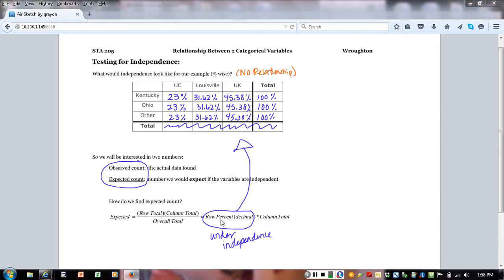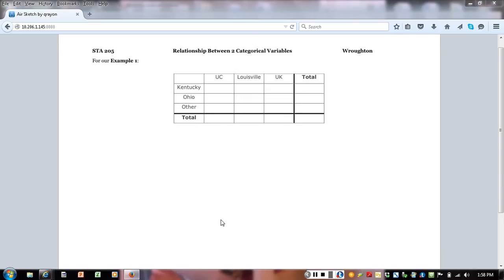So for our example, I will do it both ways for the first row. So you have another blank table. We're going to fill in expected counts. Alright, so let's first talk about filling in the totals, because one thing that will be true about this table, just like every other table we've had, is that the totals will turn out to be the same. So we're still going to have 400 people from Kentucky, 300 from Ohio, 100 from other states for a total of 800 people. Still 184 will be picking UC, 253 will be picking Louisville, and 363 will be picking UK. So all of those numbers will stay the same.